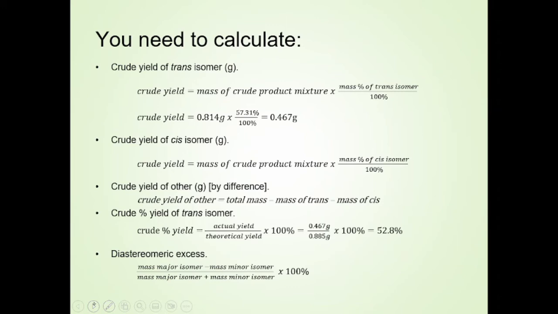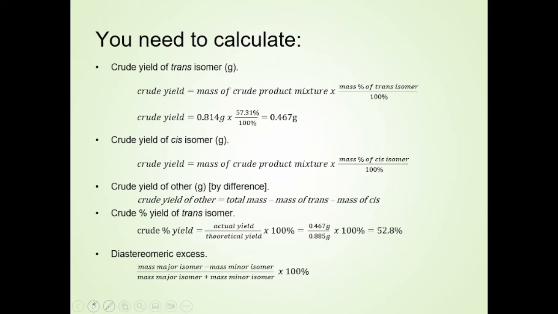All right, final thing is diastereomeric excess. This is just a measure of how efficient the synthesis was in terms of making one isomer over the other. And for that, we simply take the difference between the two isomers and divide that by the sum of the two isomers. So if we have exactly equal amounts, the DE, or diastereomeric excess, would be 0, meaning there was no selectivity.